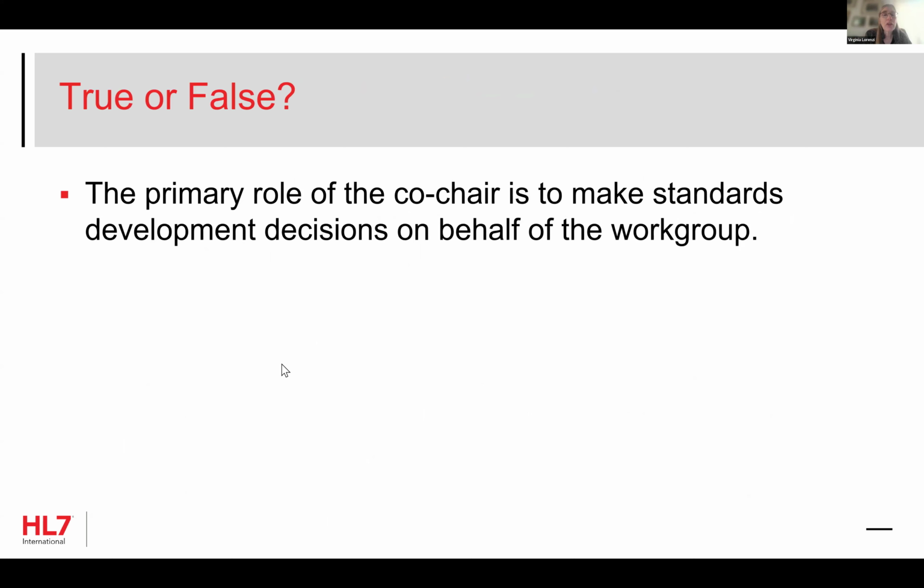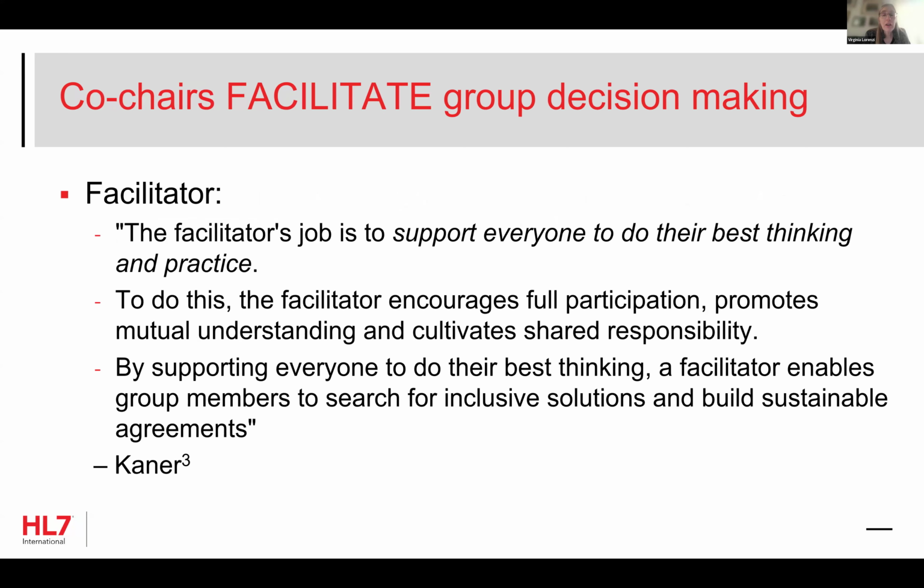So here is a true or false question for you, and you could put some answers in the chat. The primary role of a co-chair is to make standards development decisions on behalf of the work group. Who else wants to weigh in here? A lot of people think it's false, and I would agree with that. No, your job is to be a facilitator. So your job as a co-chair is to support everyone to do their best thinking and practice, so that you can come up with consensus-based decisions.